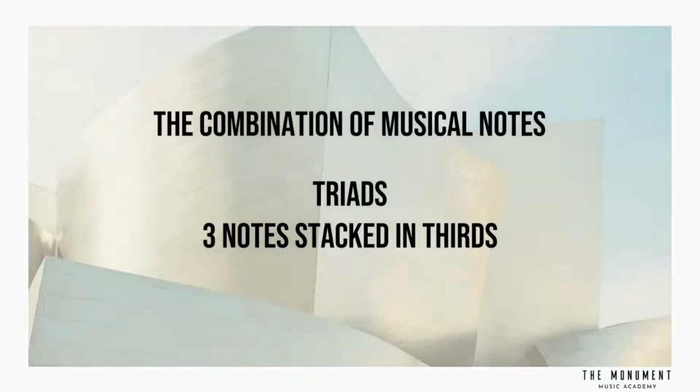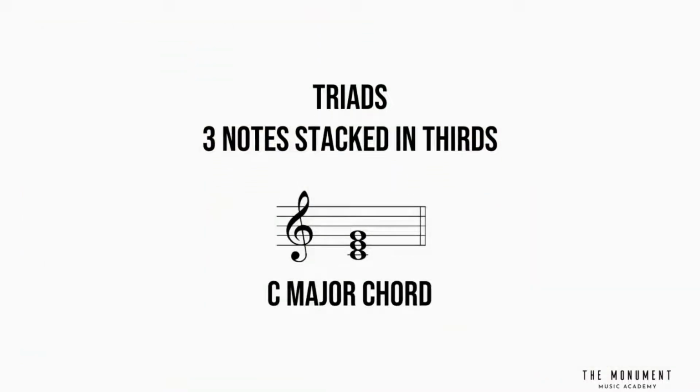Here's a simple example. We call this a C major chord. It is a triad made up of 3 notes, C, E, and G. Since these 3 notes are already arranged in thirds, we name the C note the root, the E note the third, and the G note the fifth.